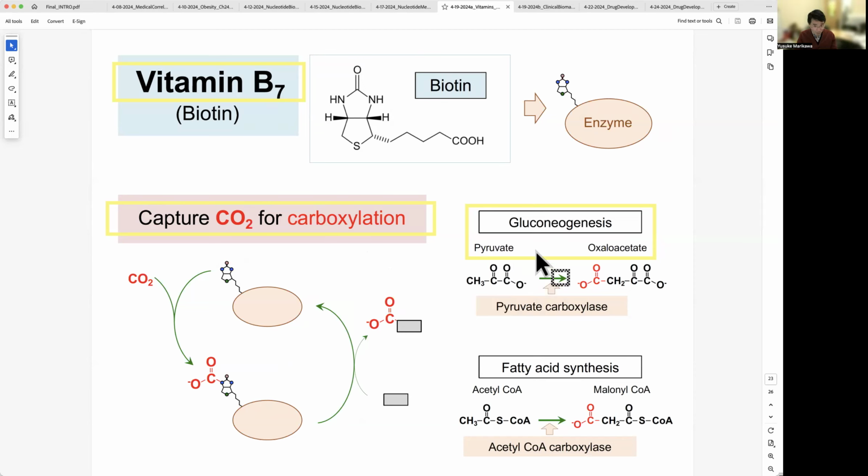For example, there's this process in gluconeogenesis that changes pyruvate into oxaloacetate, which basically has the COO attached. Pyruvate to oxaloacetate conversion in gluconeogenesis. That process requires B7 to capture the CO2 and attach it.